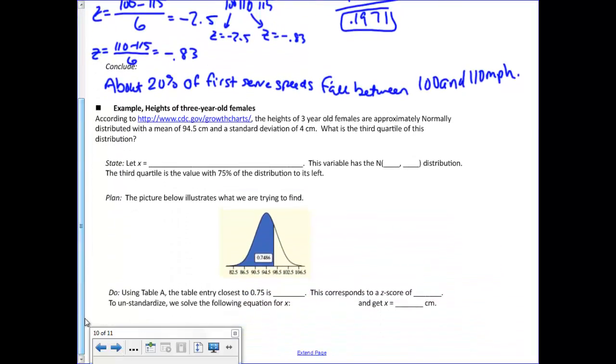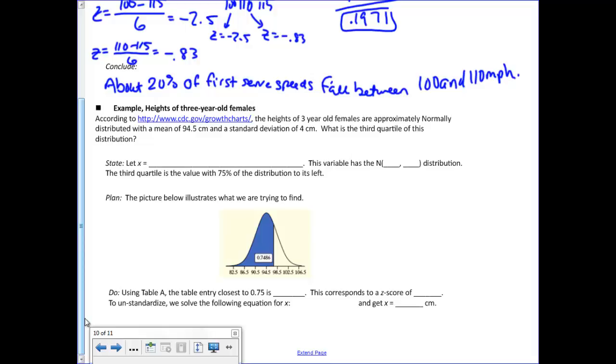Heights of 3-year-old females, according to cdc.gov, this is a very, very reliable website. It's your Center for Disease Control, I believe is what that is. Any .gov website is going to be super reliable. The heights of 3-year-old females are approximately normally distributed with mean of 94.5 centimeters and standard deviation of 4 centimeters. What is the third quartile of this distribution?